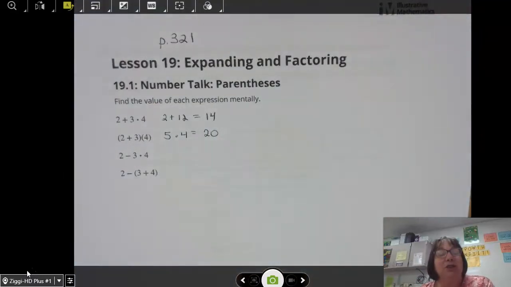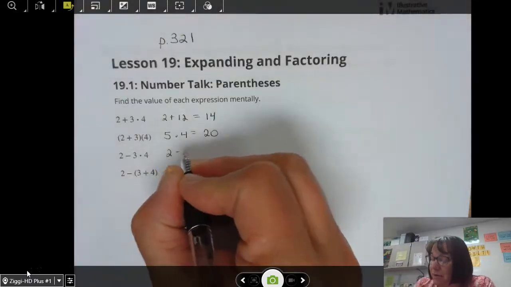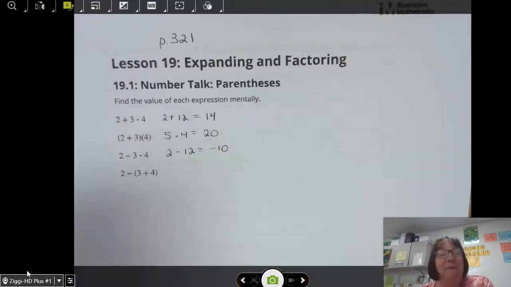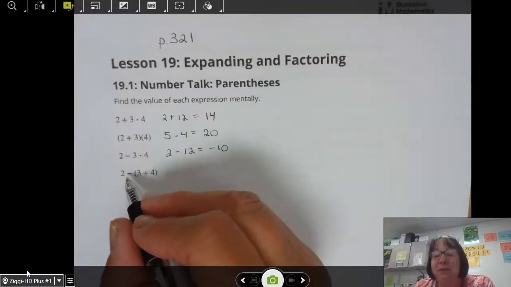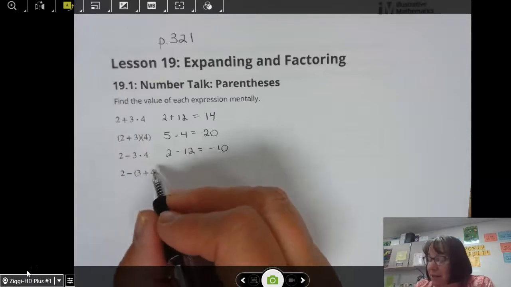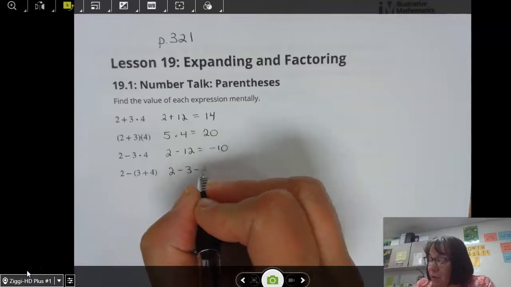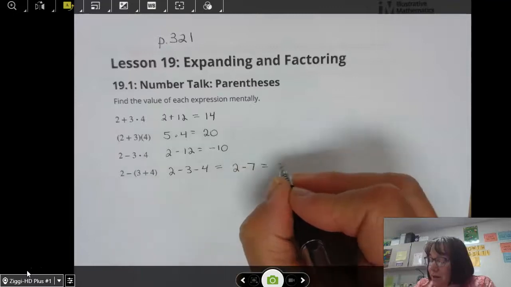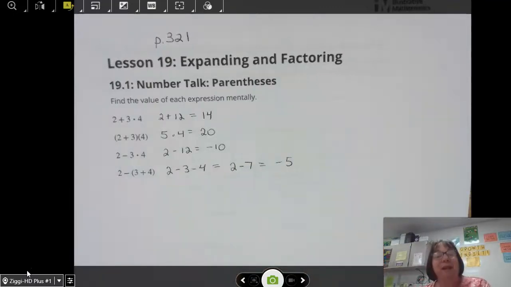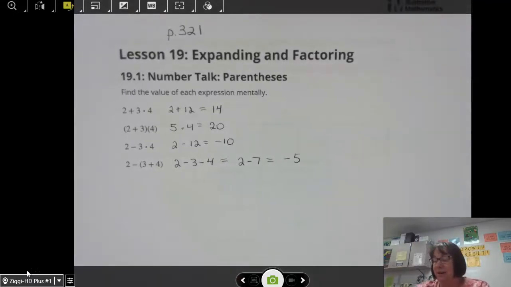And then on the third expression, again, we multiply before we subtract. So we have 2 minus 12 or negative 10. And on the last situation, remember when you have a negative outside of a parenthesis, it's kind of like multiplying by -1 or finding the opposite. So this would be the same as 2 minus 3 minus 4 or 2 minus 7. Either way you want to look at that, you would get -5. All right, so just some reminders about how parentheses work and what they might mean in an expression.